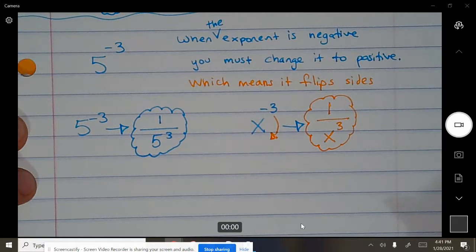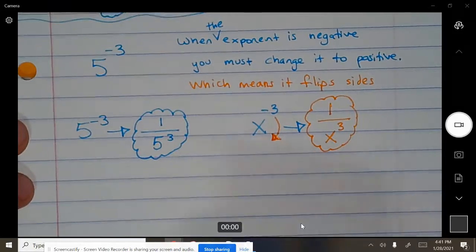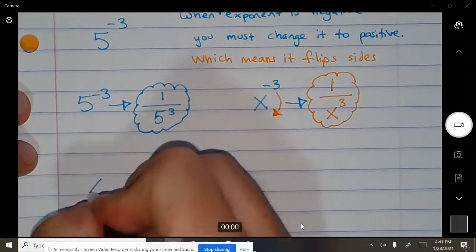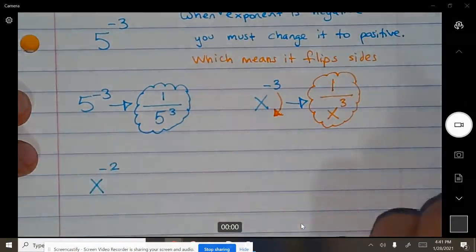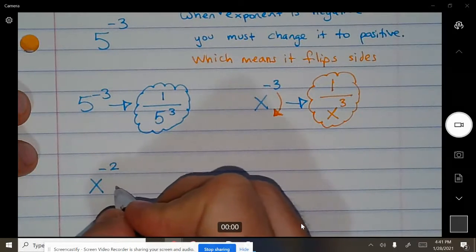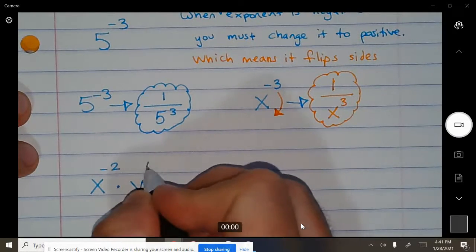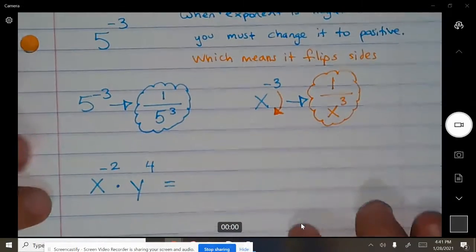All right, let's keep it going. What if x to the negative 2 times y to the 4th? What is this going to equal?